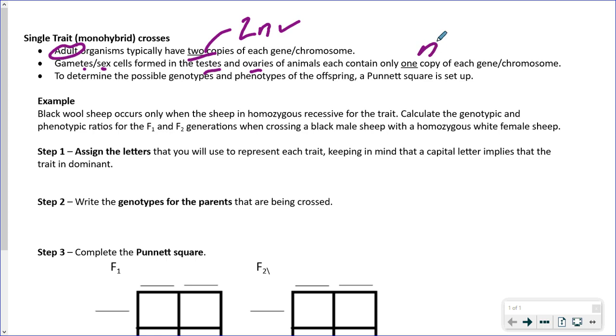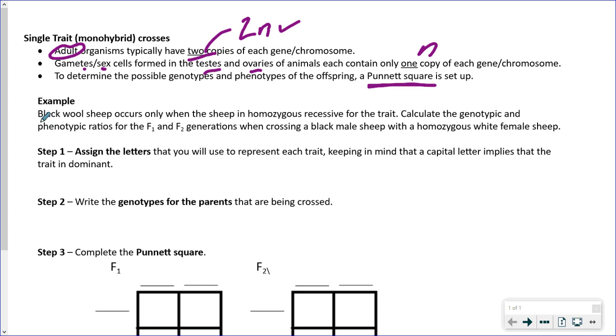So to determine the possible genotypes and phenotypes, what we use is a Punnett square to organize things. And I have a couple of Punnett squares at the bottom here that eventually we will fill in. So in this example, we're taking a look at the wool color in sheep. And for this one, again, there are only two possible alleles and two different phenotypes as well, and that is the black and the white. But let's go ahead and read through this example very carefully, and I'll show you how I would solve a problem like this.